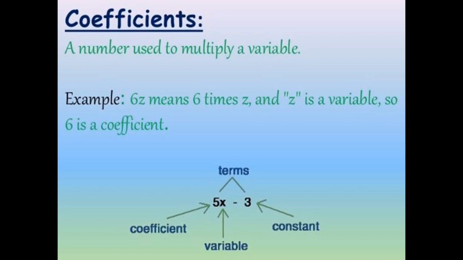Now students, here see an algebraic expression 5x minus 3. In this, 5x and 3 are the terms, where 5 is the coefficient because it is multiplied with the variable x, and 3 is the constant. Hopefully it is clear to you.